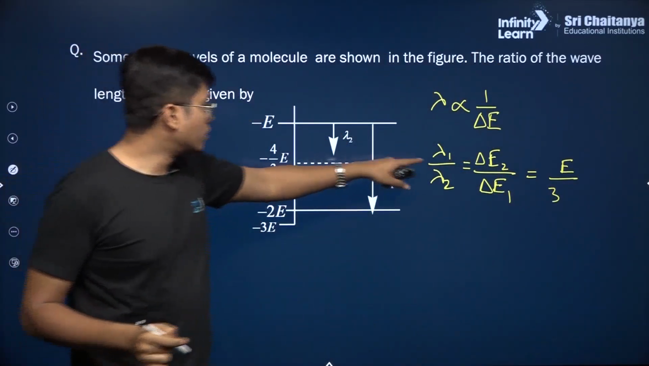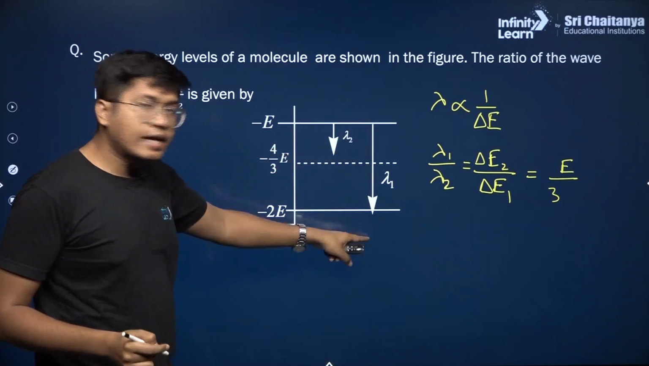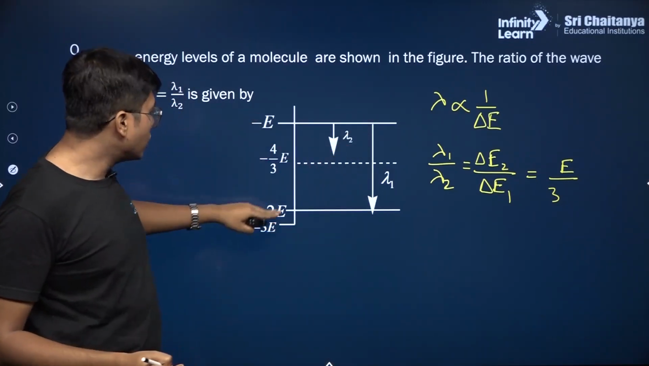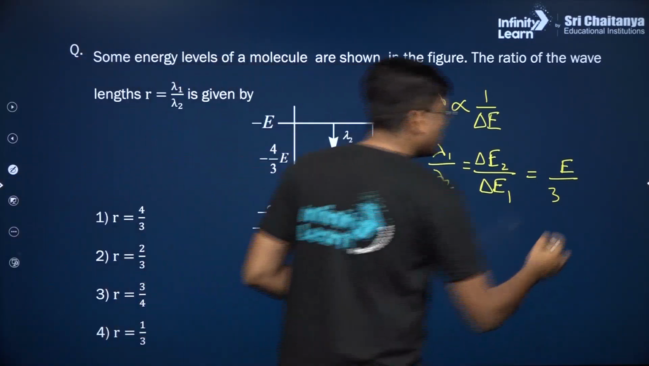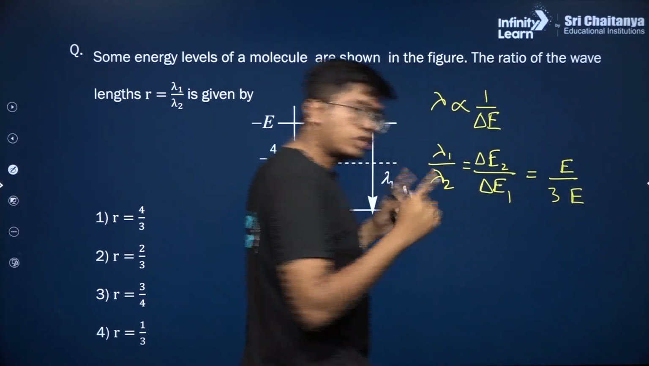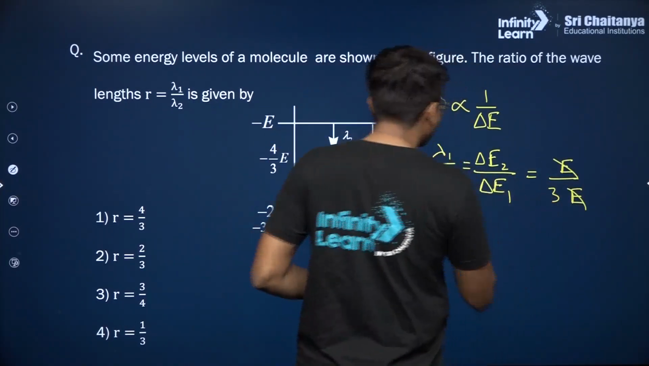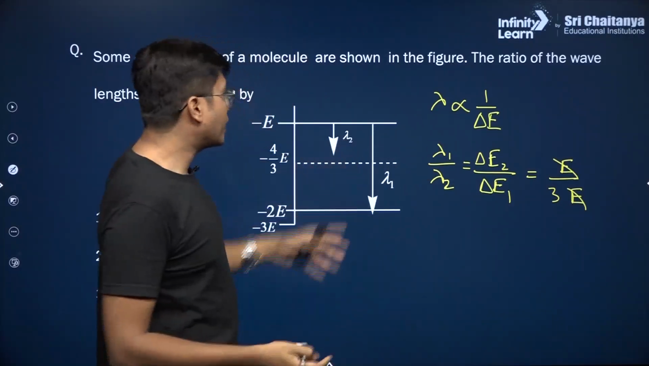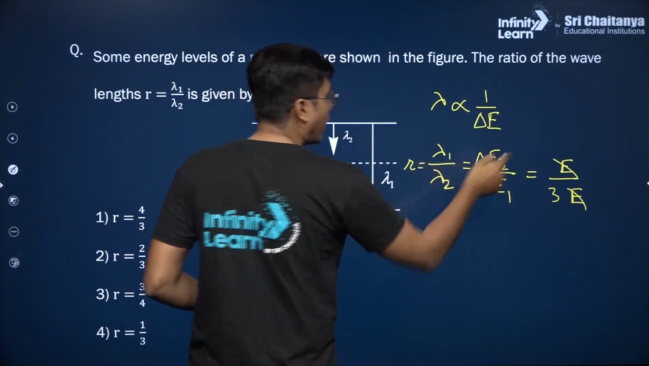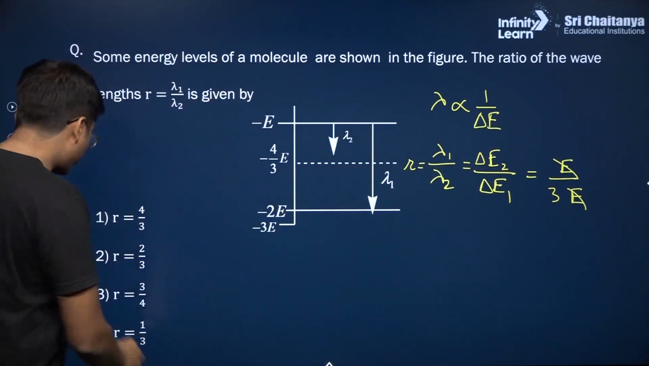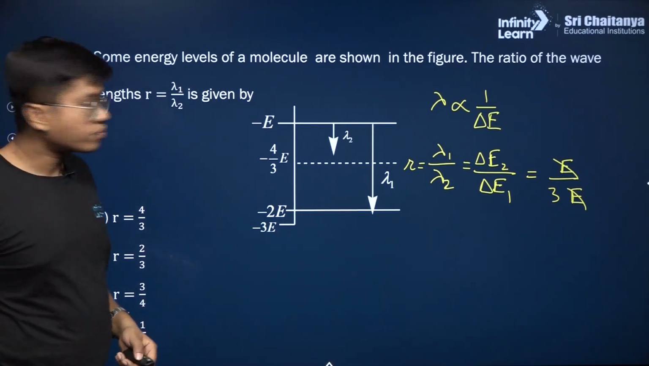And for delta E1, it's this entire change, which goes from minus E to 2E, which means it is just E. The change is just E. You cancel these out, you get delta lambda 1 by lambda 2, which is 1 by 3. So the correct option is option 4.